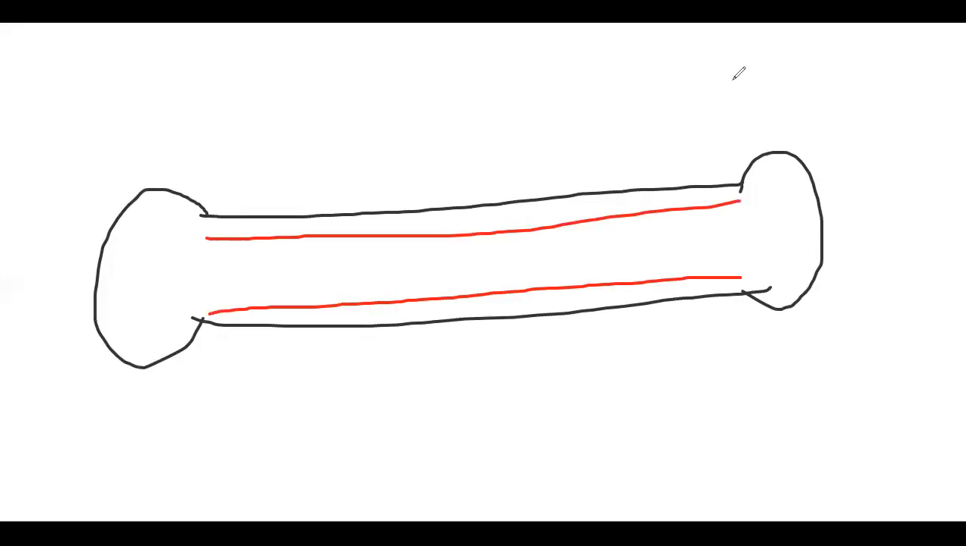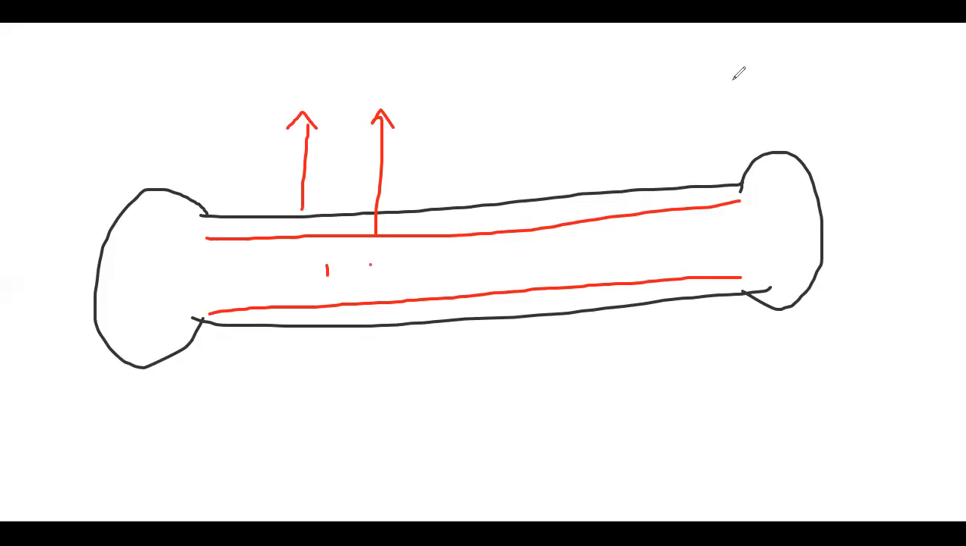That we know, the outer layer of a long bone has the periosteum and the endosteum. Okay, so this is periosteum and this is endosteum. Periosteum and endosteum. This is the marrow cavity. Here it is, this is the marrow cavity.